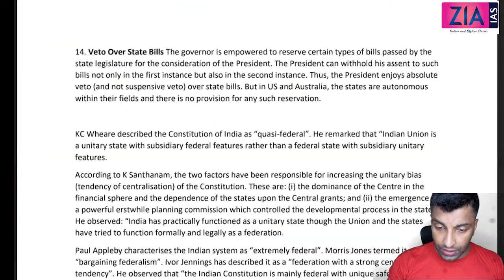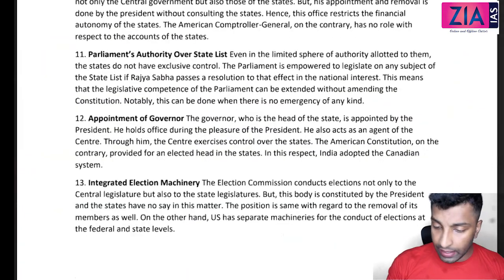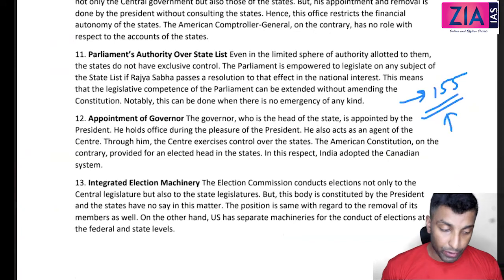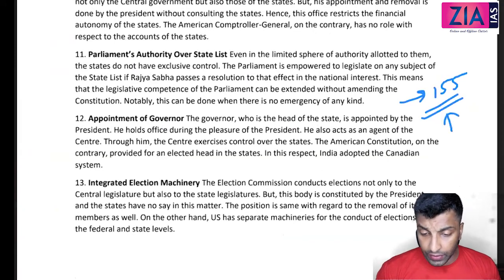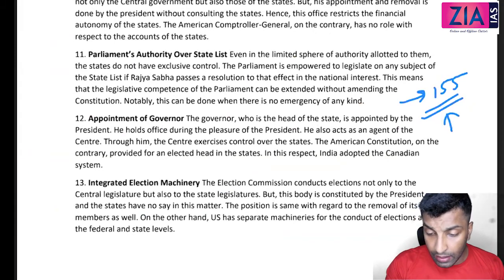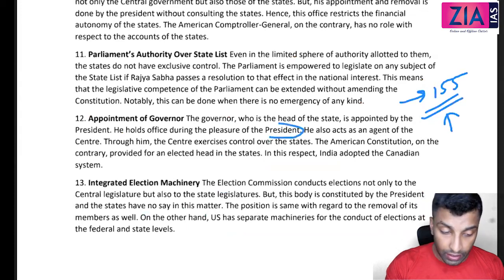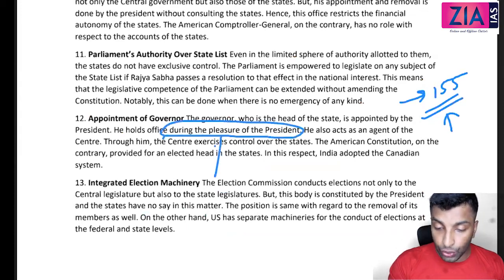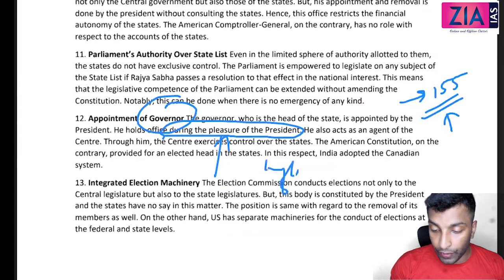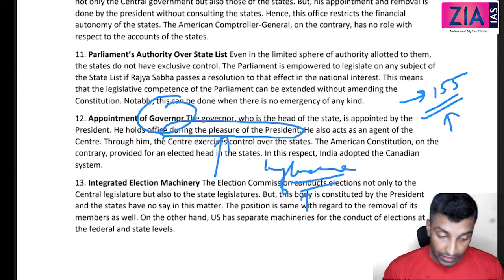Then we have discussed this governor. You can write here Article 155. Under Article 155, the governor is appointed by the President, and the governor holds office during the pleasure of the President. So obviously, through the governor, the center can influence the state administration.